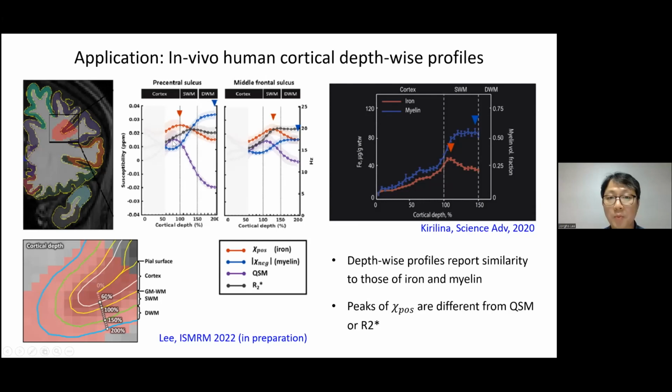One thing that I want to point out in this particular example is the fact that QSM and R2 star peak at different locations, so they may not be exactly the same as the chi separation result. That seems to make sense to me, at least, because QSM and R2 star are both affected by the myelin and iron. So you don't expect them to explain one of the contrasts that you have at hand.